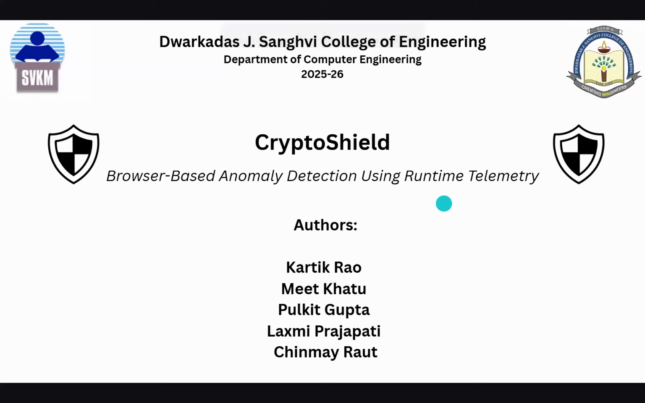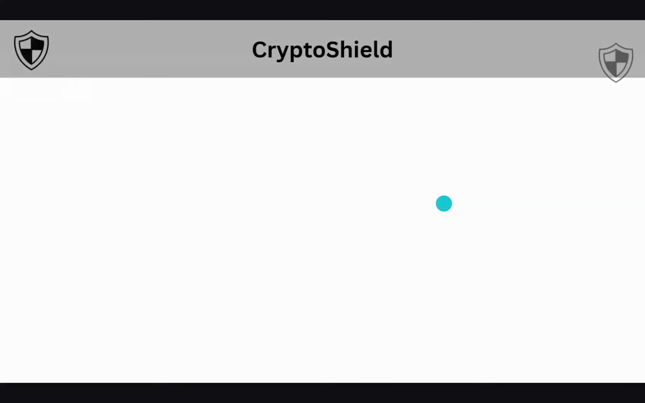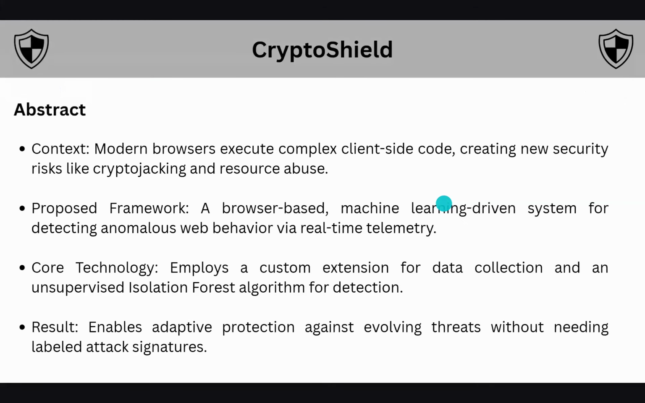I am Pulkit Gupta. I'm here with my project on CryptoShield, a browser-based anomaly detection using runtime telemetry. Modern browsers execute complex client-side code, but this creates a new security risk like cryptojacking. Cryptojacking refers to attackers using your resources to mine cryptocurrency, solving complex puzzles on the crypto and gaining access to the cryptos that they have mined using your resources.